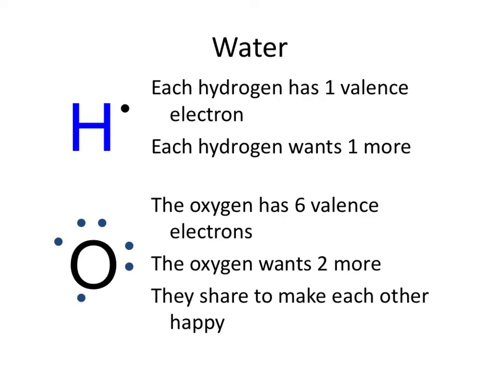It wants 2 more. If we look, we've got paired here and paired here, but this one doesn't have another one, and this one doesn't have another one. So these are our holes. These are our unoccupied spaces around the oxygen in its outer energy level. So these atoms are going to end up sharing to make each other happy. Again, they don't transfer, they share.